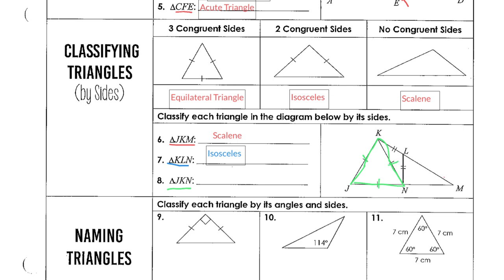So I know that this is going to be an equilateral triangle. So I'm going to go ahead and write that in right here, that what I'm dealing with here, because all three sides are the same, is an equilateral triangle. All right, there you go. That's how to classify them by sides.